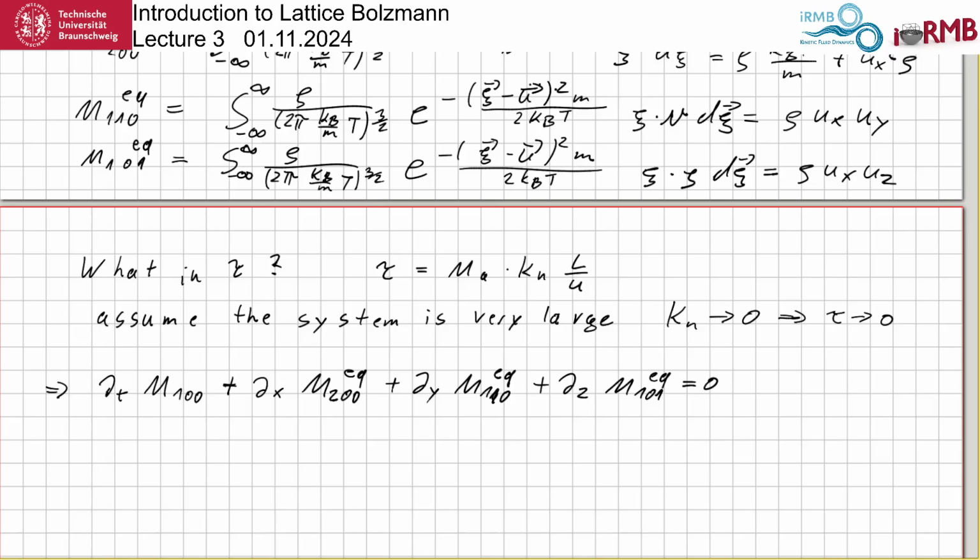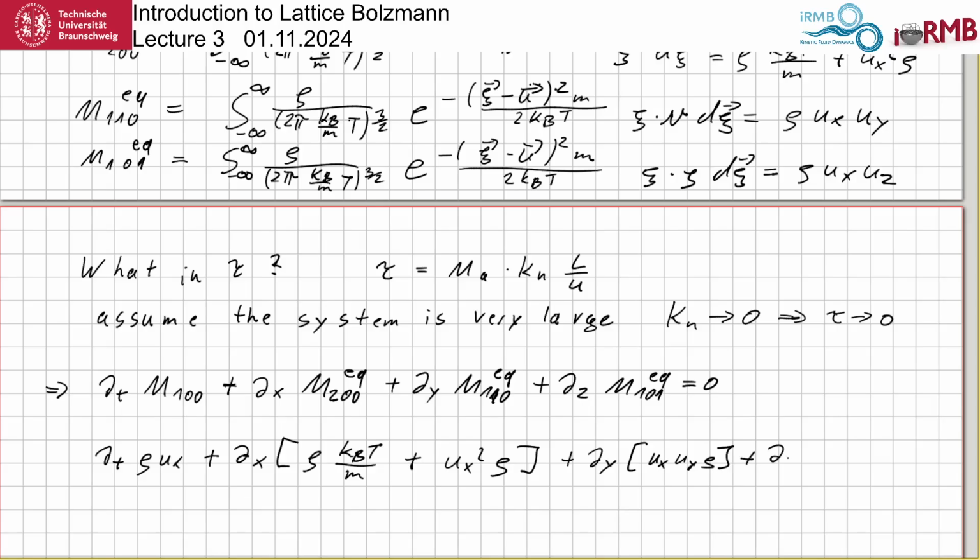Okay, so now we know all of this, so let us plug it in. dt rho ux plus dx rho, Boltzmann constant times temperature divided by particle mass plus ux squared times rho, plus dy ux uy rho plus dz ux uz rho, all of this equal to 0. So this is already the equation.